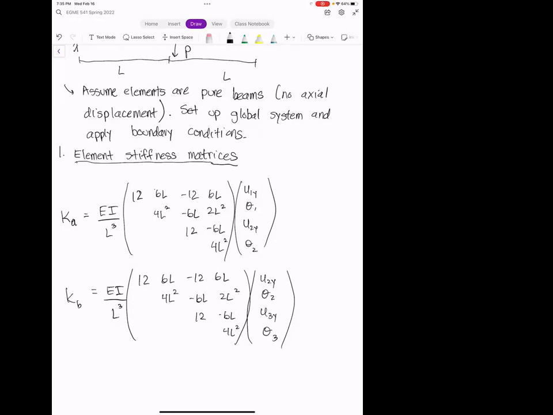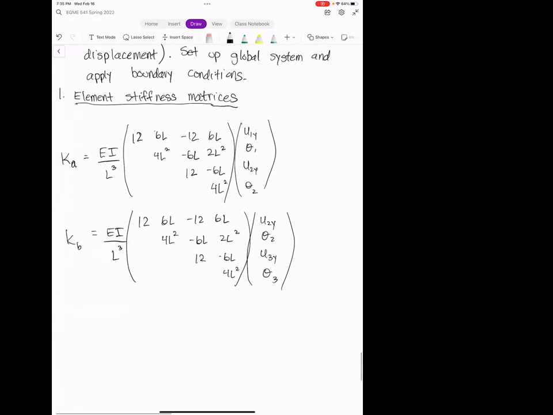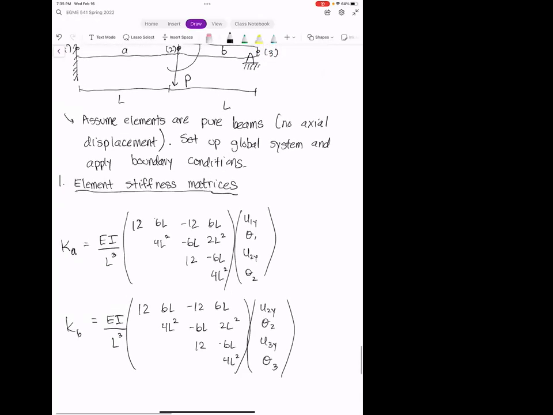All right. And so of course, if you had numbers for this, you can plug in the numbers and get the exact values for that. But those are the element stiffness matrices for this. Any questions on this?